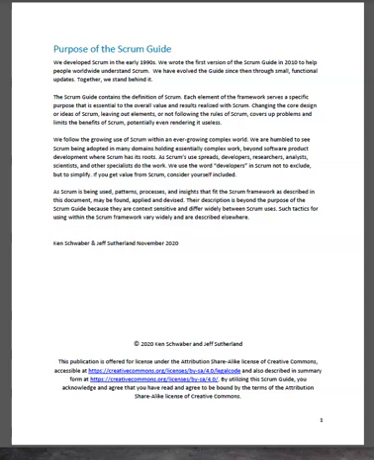As Scrum is being used, patterns, processes, and insights that fit the Scrum framework as described in this document may be found, applied, and devised. Their description is beyond the purpose of the Scrum Guide because they are context sensitive and differ widely between Scrum users. Such tactics for using within the Scrum framework vary widely and are described elsewhere. Ken Schwaber and Jeff Sutherland, November 2020.